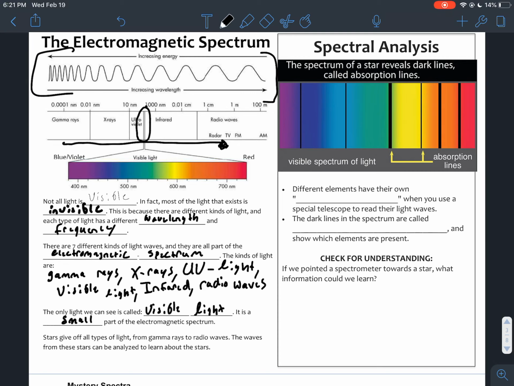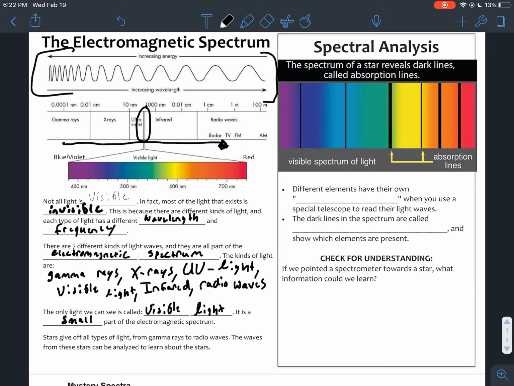So that's all we talked about, because what we're going to do now is figure out how we can use these types of waves to determine stuff about the galaxy. This is how scientists study space. We don't actually travel to space to learn about it. We use special types of cameras from Earth called spectroscopes, and that is how we're going to be able to figure out stuff about stars. That's what we're going to get into.